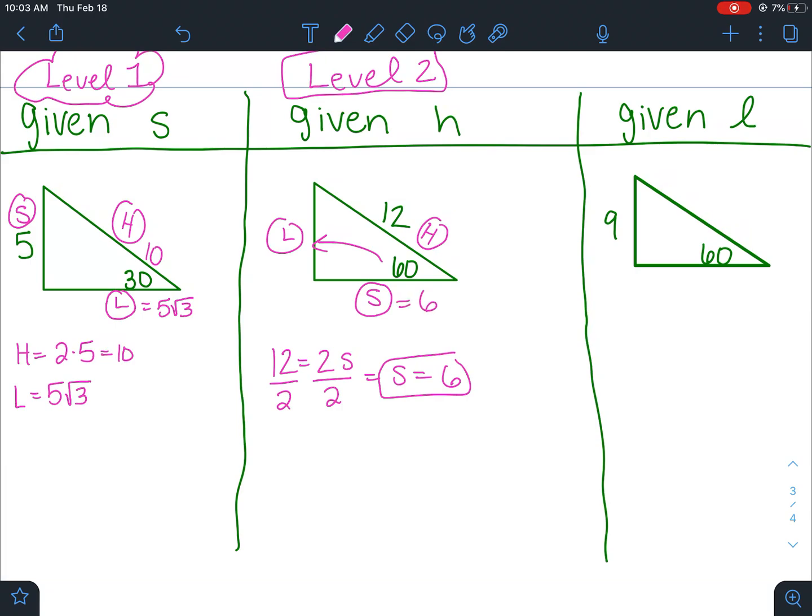Now that I know my short side, I can plug that in to find my long side. My long side is equal to my short side times the square root of 3. That's my long side, 6 square root 3.